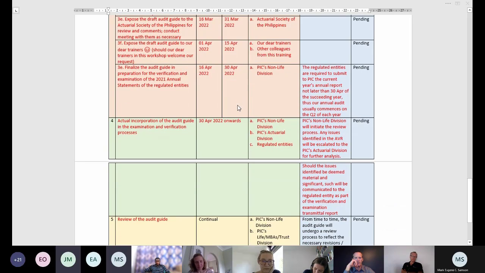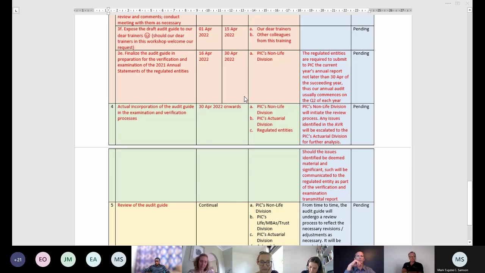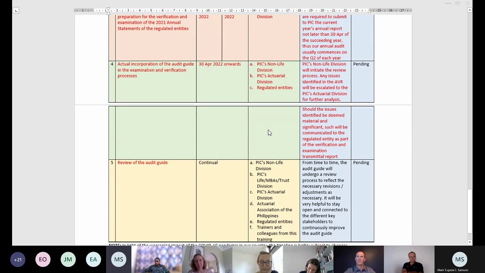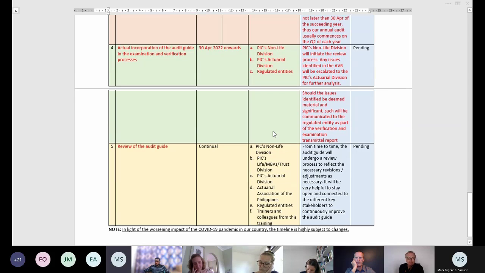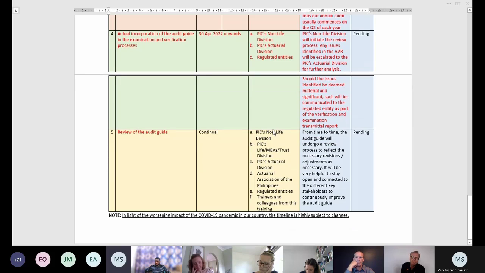And after exposure to the key stakeholders, after considering the comments, we would finalize the audit guide in the second half of April 30. This is in preparation for the examination and verification of the 2021 annual reports, which would start in May 2022, because the annual submission is April 30. And after the actual incorporation of the audit guide in the examination, it would also be really important to review the audit guide, as this is a process, so continuous improvement is a must. Just a note, because the COVID-19 pandemic is worsening here in the country, the stated timelines are highly subject to change. Thank you.